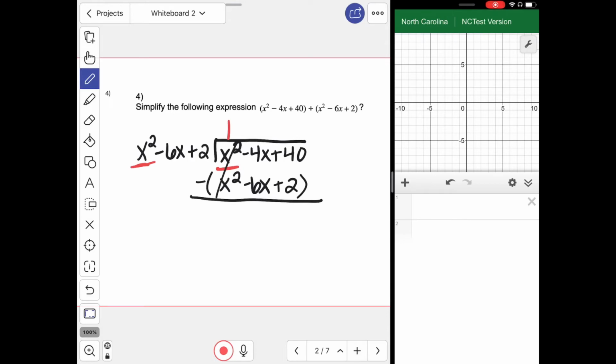Subtract. That cancels, so negative 4 minus negative 6 is going to give me 2x. 40 minus 2 is going to give me plus 38. Now, the fact that at this point we now have 2x, and x is a lower degree than x squared, means that we cannot do long division anymore. So my answer would be 1 plus my remainder. This whole thing is my remainder because we can't divide out anymore, over the divisor.